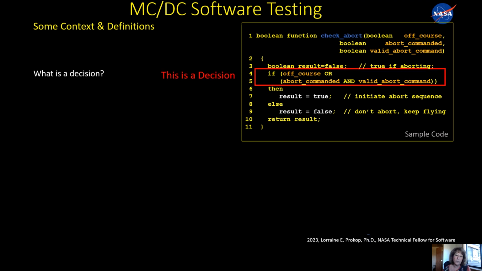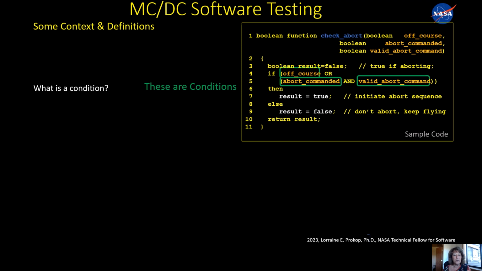So just a couple more definitions. This, outlined in red, is what's going to be called a decision. It's the if statement. And I'm going to talk about these a lot because that's sort of the focus of the MCDC. And the things outlined in green are conditions: off course, abort commanded, and valid abort command.